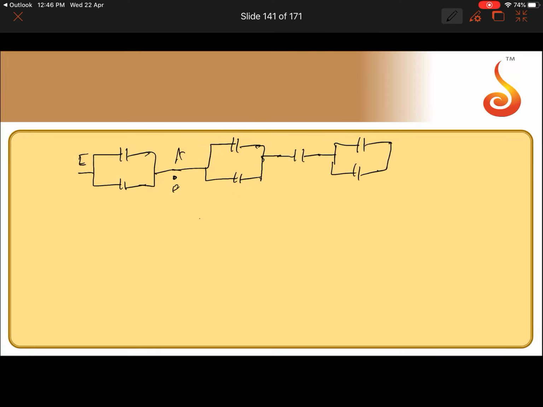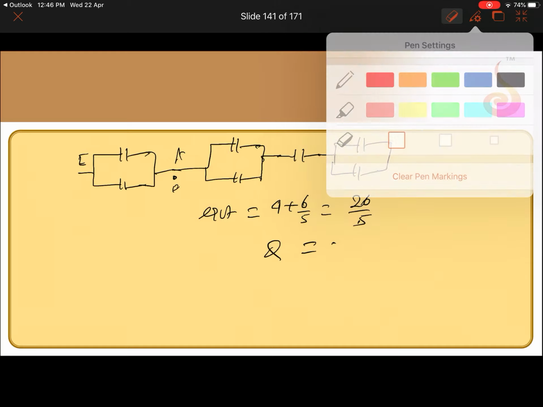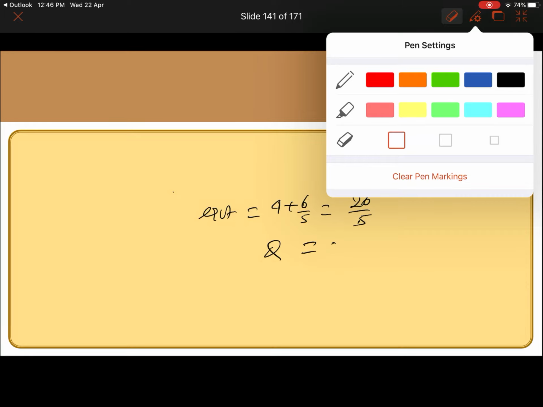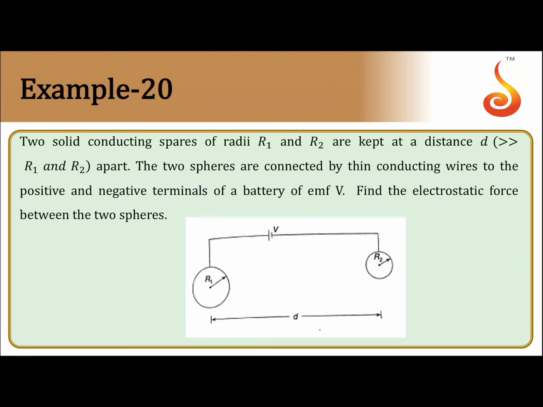So equivalent will be 4 plus 26 by 5. So Q will be equal to 40 into 26 by 5, 40 volt. So this will be 208 microcoulomb.